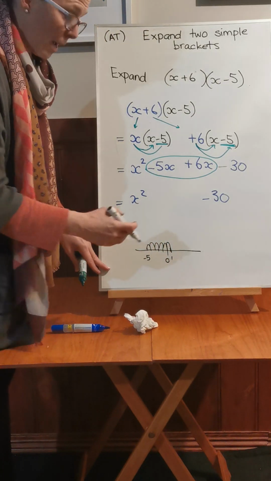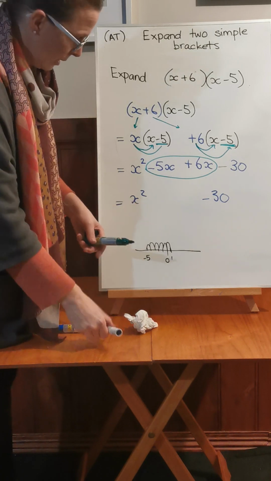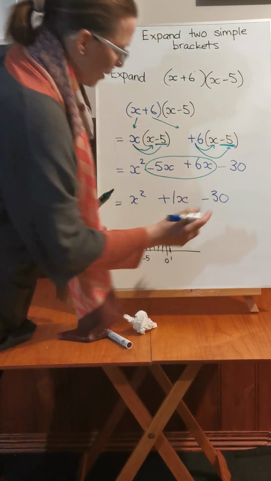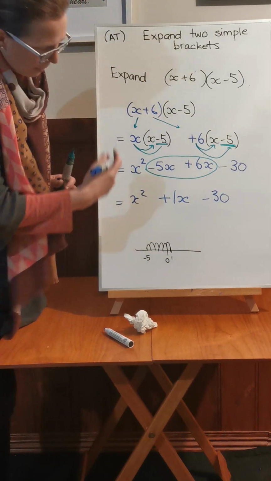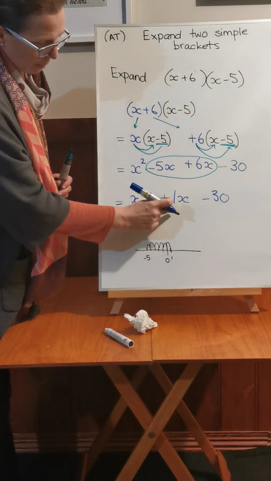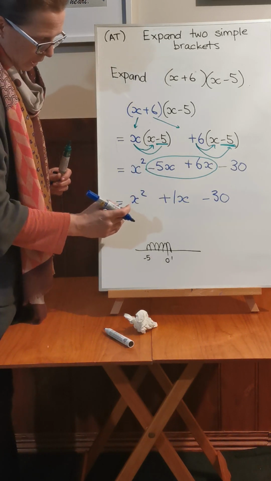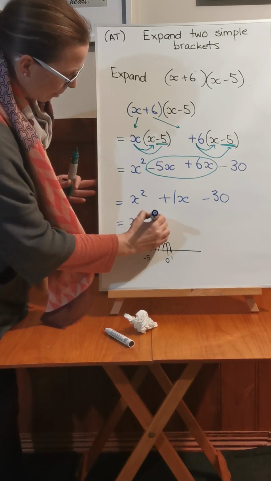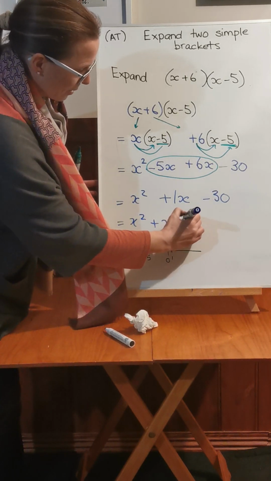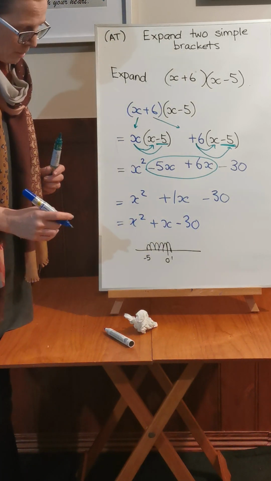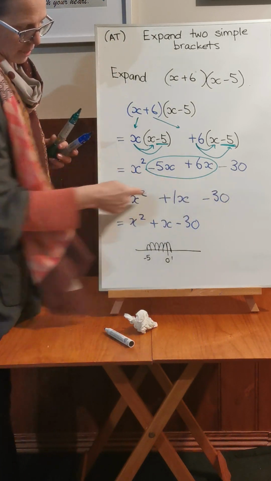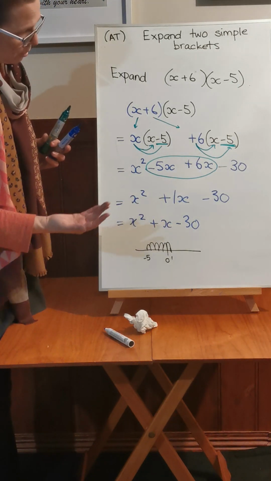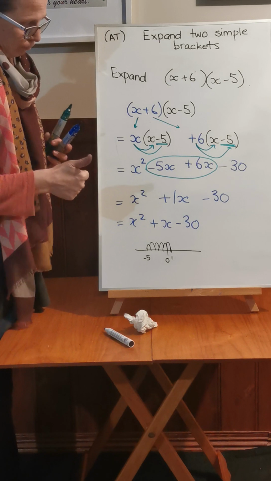So I've ended up at 1x. Okay, so we're at positive 1x. But of course we know that the most simple way of writing that is by taking out that 1. Okay, so we should have x squared plus x minus 30. All right. Now you might find you don't need to write it here and then fix it. You might just know that you can get rid of it there. All right. Good job.